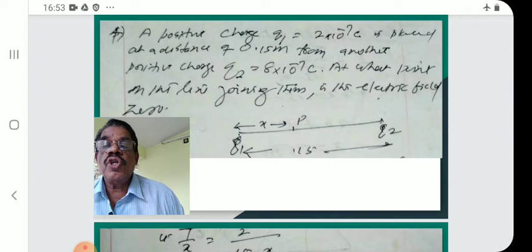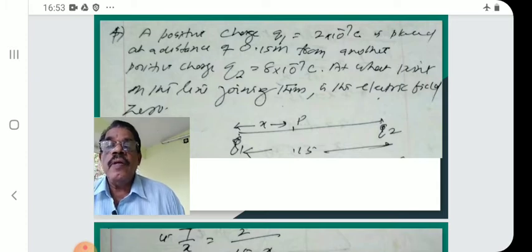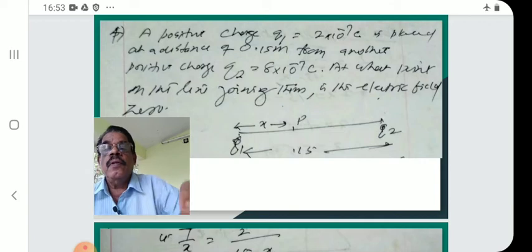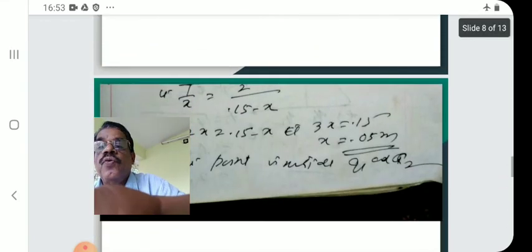Two charges Q1, Q2 given are represented in the figure. P is a point in between them. At P, the resultant field is 0. If so, what is the distance x marked in the figure? So, we apply Coulomb's law.